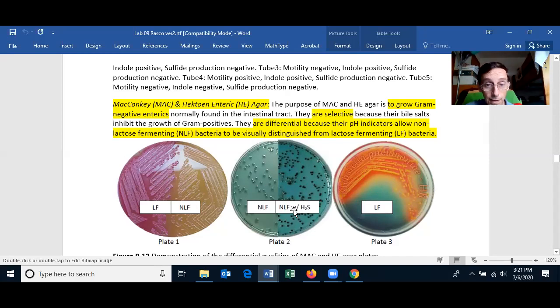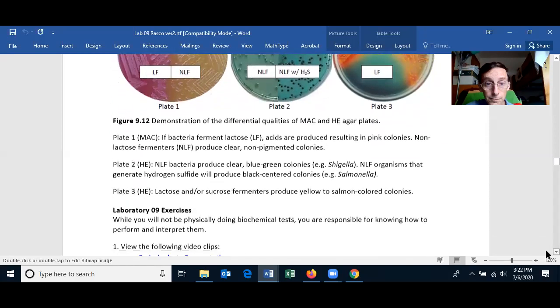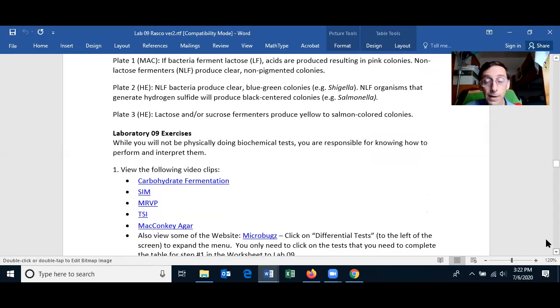And HE can also distinguish the ability to produce hydrogen sulfide gas, and the colonies will be black if they produce hydrogen sulfide gas. And if they don't produce hydrogen sulfide gas, they'll be their normal color. Okay, any questions about HE and MacConkey's? All right, that's it for the different tests you're going to be looking at.